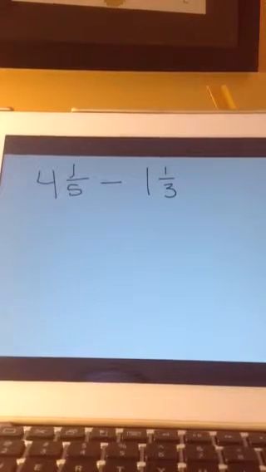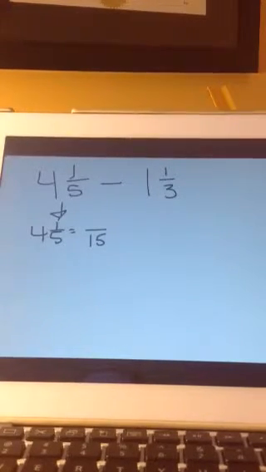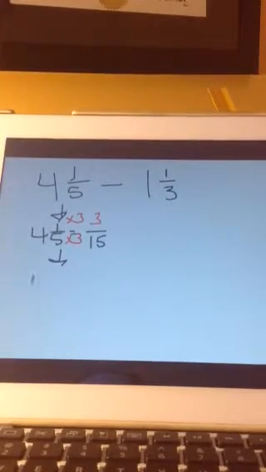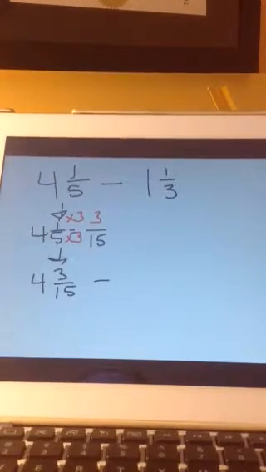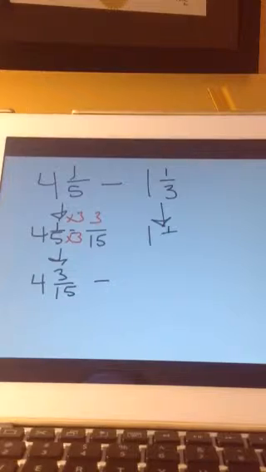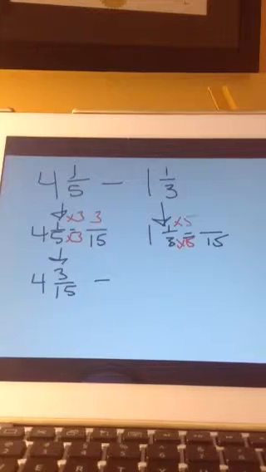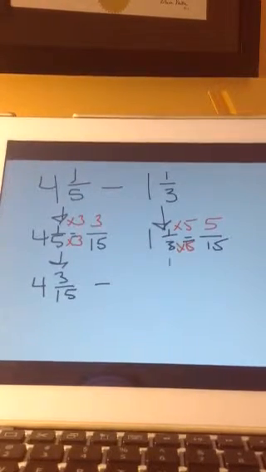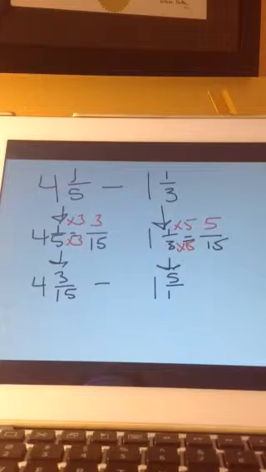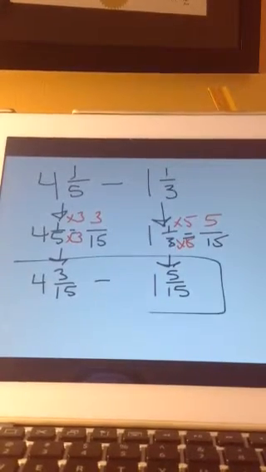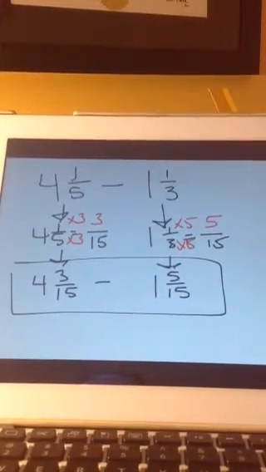Okay, so our common denominator here is going to be 15. So this is going to become 4 and 1/5. We're going to go times 3, times 3. So it's going to be 4 and 3/15 minus 1 and 1/3. Over here we're going to go times 5, times 5. So it's going to be 1 and 5/15. So now we have 4 and 3/15 minus 1 and 5/15.